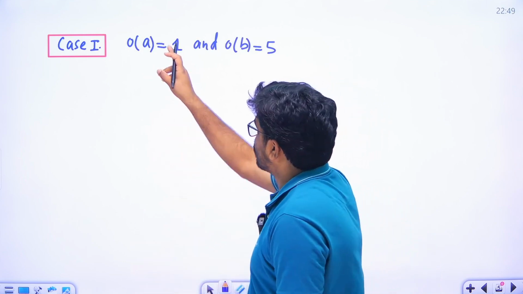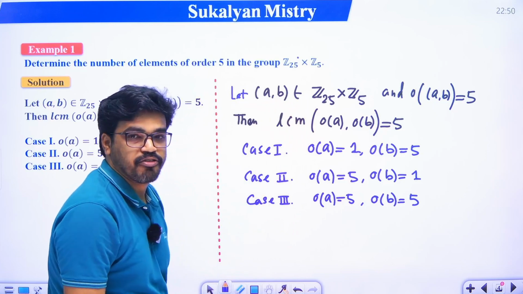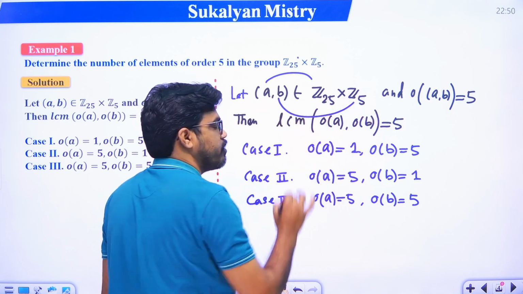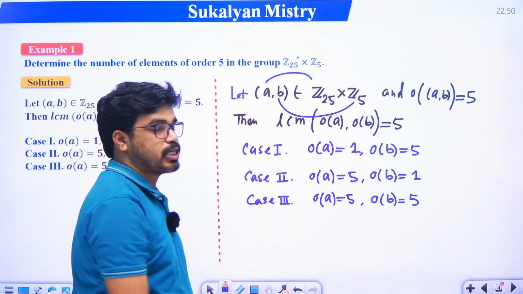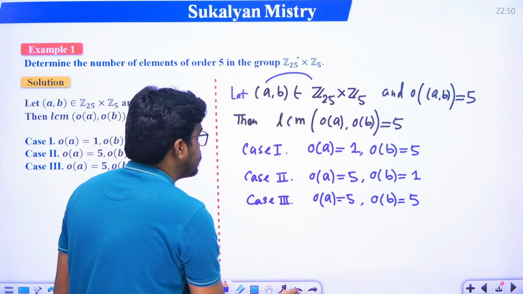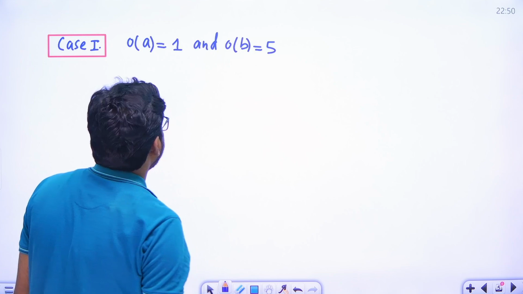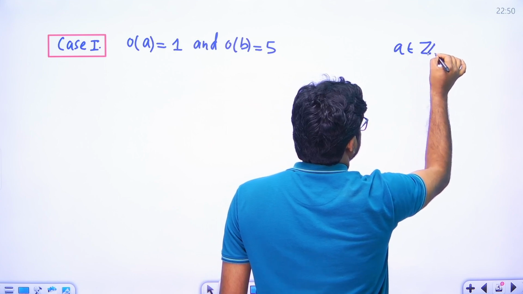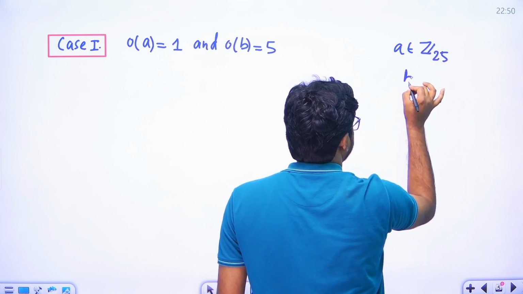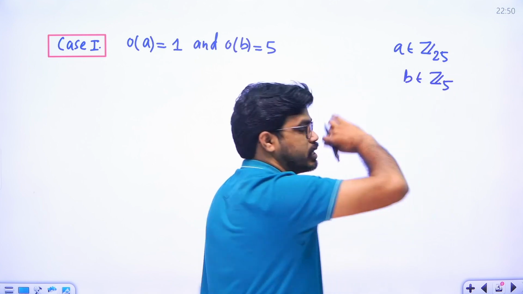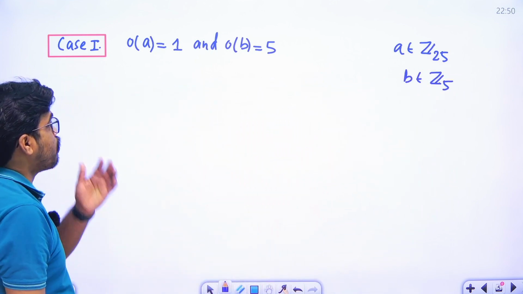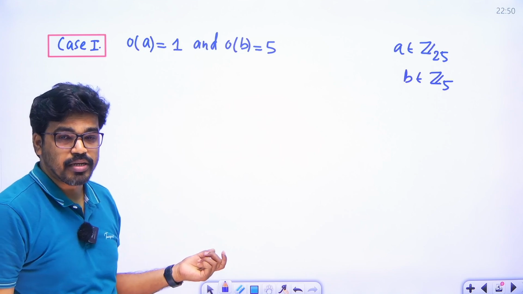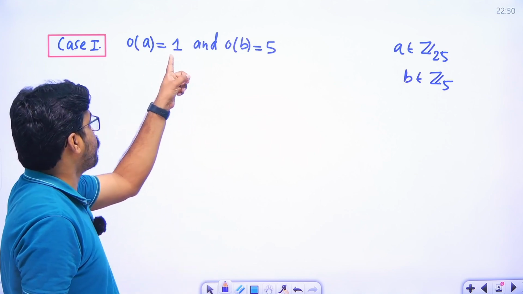So দেখো এটা কার এলিমেন্ট? বেসিক্যালি Z25 এর এলিমেন্ট। A belongs to Z25, B belongs to Z5. ঠিক? Okay. So the number of elements, we have to find the number of elements of order 5. So the number of elements, order of A is 1, right?